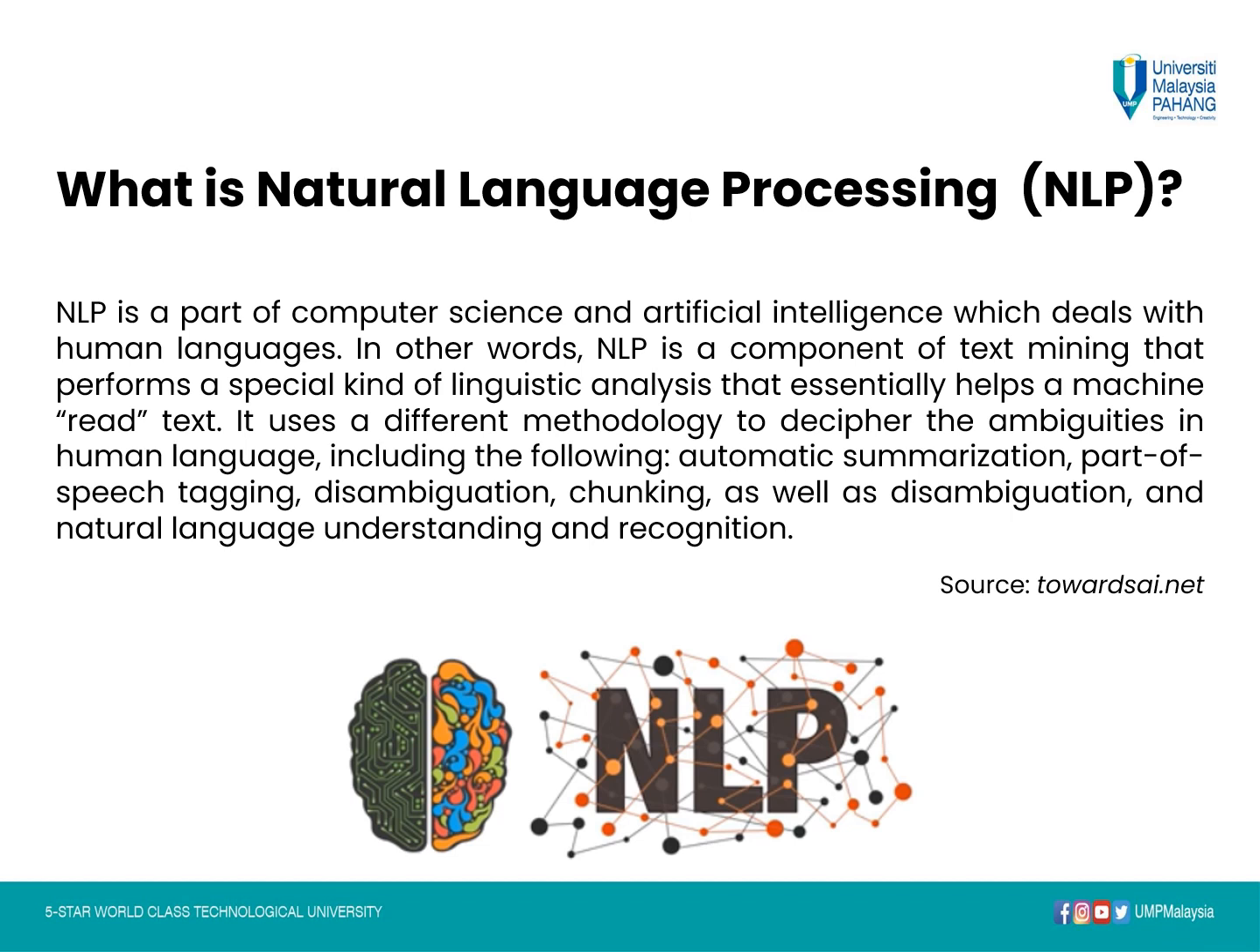It performs a special kind of linguistic analysis on any kind of language that humans speak. This helps the machine to get the information from the data. It uses different types of methodology that we will learn later on, to decipher ambiguity in human language, including the following: automatic summarization, tokenization, part of speech tagging, disambiguation, chunking, and so on.